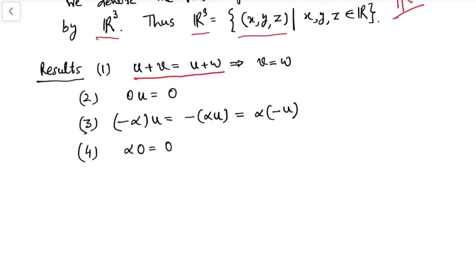These are small results from vector spaces. We can cancel u from the left hand side: u plus v equal to u plus w implies v equal to w. Similarly, we can cancel u also from the right hand side. If we multiply a vector by the zero scalar, then we get the zero vector. Minus alpha times u is equal to minus of alpha times u, and this is also equal to alpha times minus of u, and alpha times 0 vector is 0 vector.